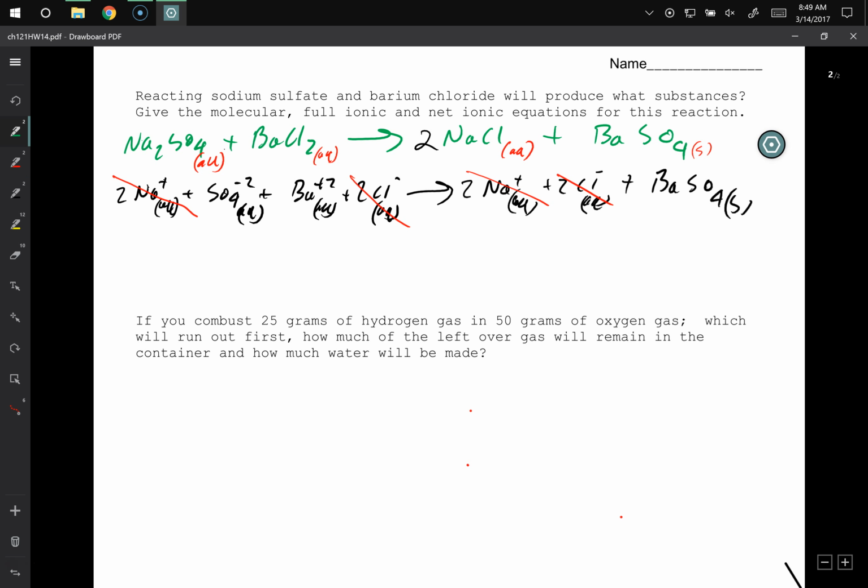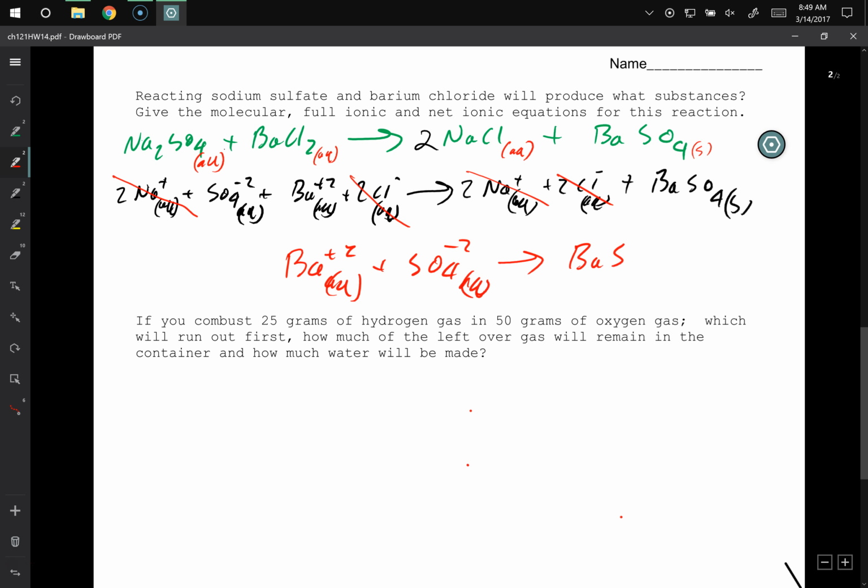So I'm going to write down what's left. And what's left is this barium with a +2 charge that's aqueous, and this sulfate with a -2 charge that's aqueous. And then those things turn into barium sulfate that's not aqueous. That's a solid. So the chemical reaction that happened here was we made barium sulfate.